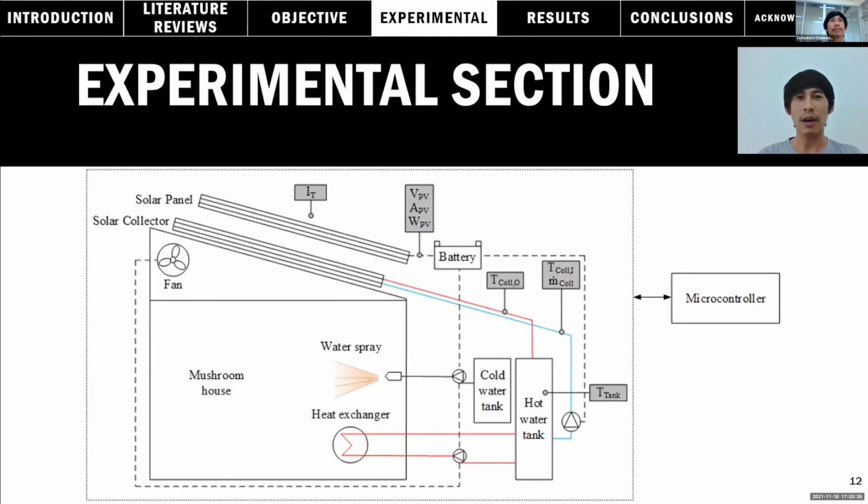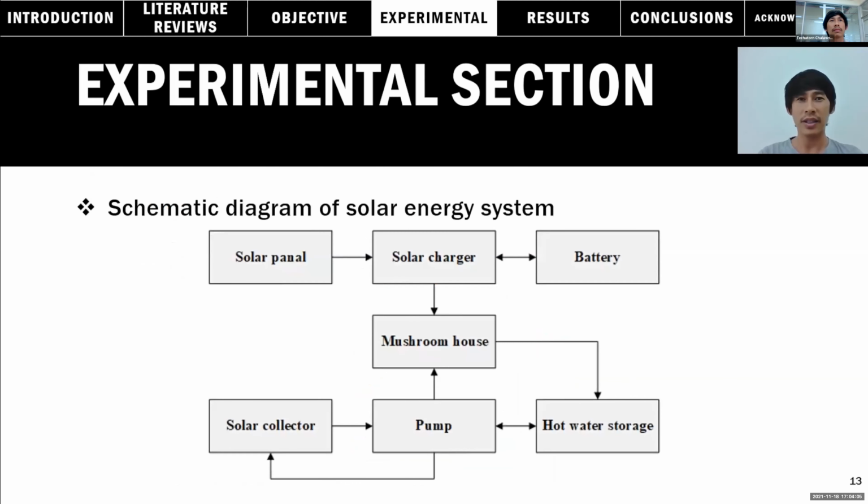This is the schematic diagram of the experimental setup. The hot water is used with a heat exchanger for increased temperature. The water spray system is used to increase relative humidity. The ventilation fan works to ventilate air when the temperature, relative humidity, or carbon dioxide is higher than the set condition, and the total system was controlled by a microcontroller with sensors. The solar energy system consists of two main parts. The solar panel transforms sunlight into electricity. Then electricity was transferred to the solar charger for use in the mushroom house and charging the battery. The solar hot water system was from a solar collector with 200 liters water storage. The overall water system was driven by a water pump.